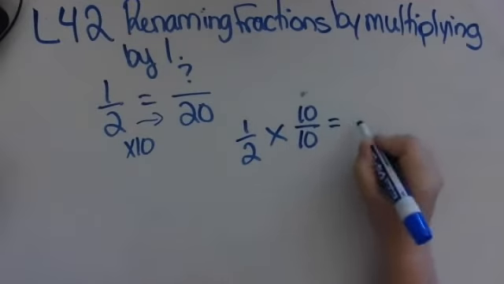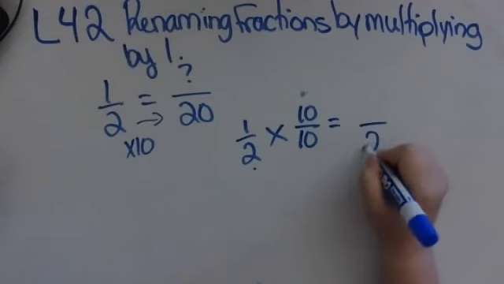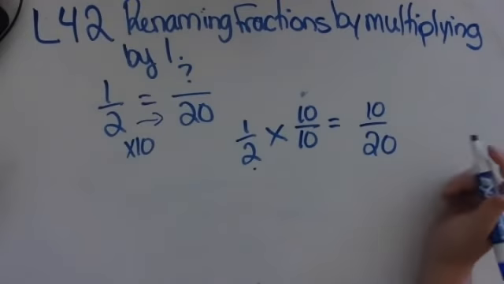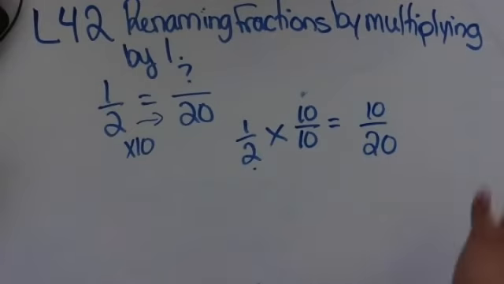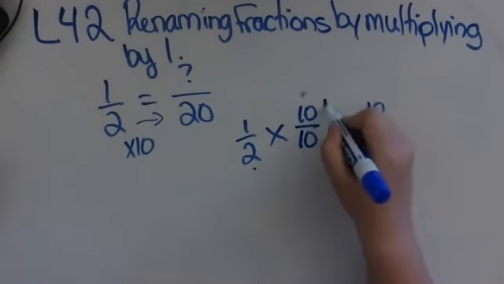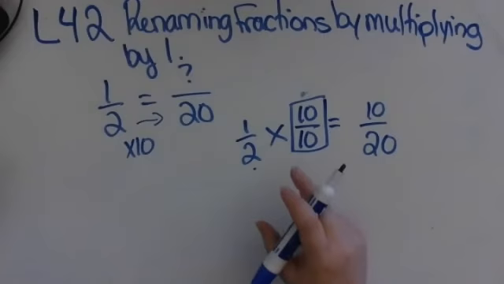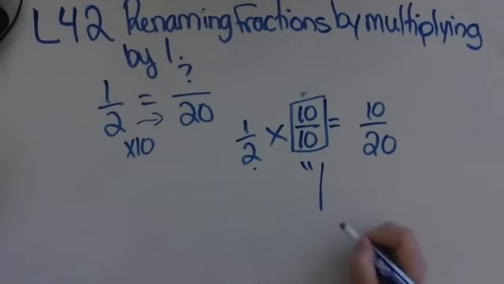So 2 times 10 is 20, and 1 times 10 is 10. So I have 10/20. This is an equivalent fraction to half. And to be able to get it, I multiplied my fraction by 1. Okay, because remember, as soon as you have the same numerator as your denominator, you actually make one whole.